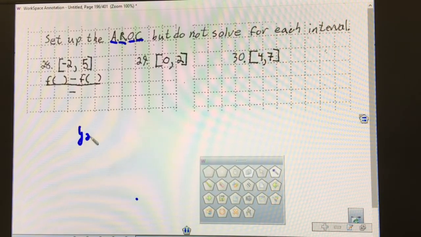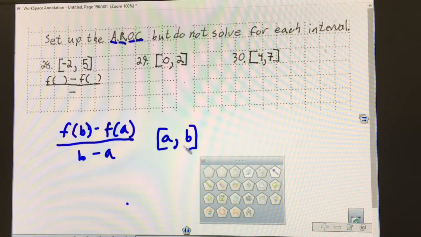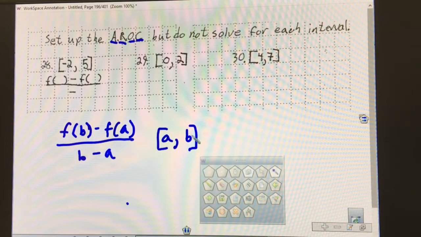Now 3, average rate of change, and all that is another form of derivative or another form of slope. Notice slope is y sub 2 minus y sub 1 over x sub 2 minus x sub 1. That's the slope formula. For this, the formula is f of b minus f of a all over b minus a, where we are on a closed interval from a to b. And notice this would be my x values, and this would be my y values.